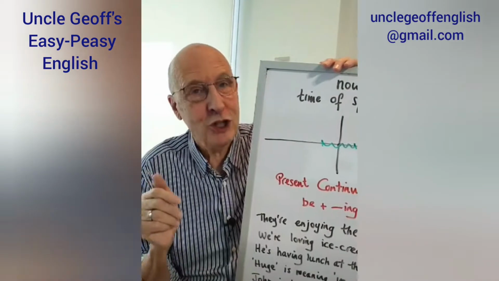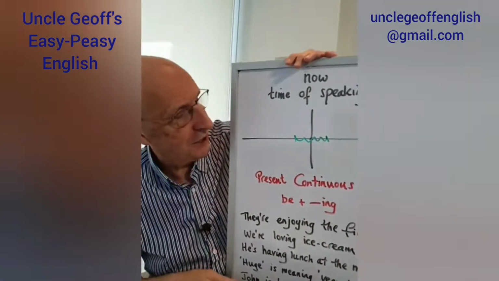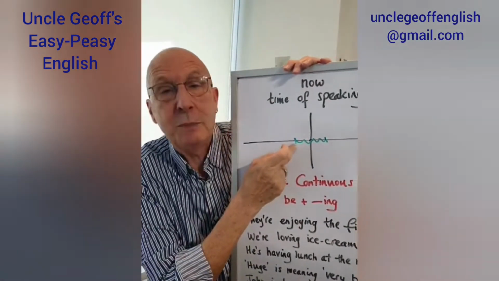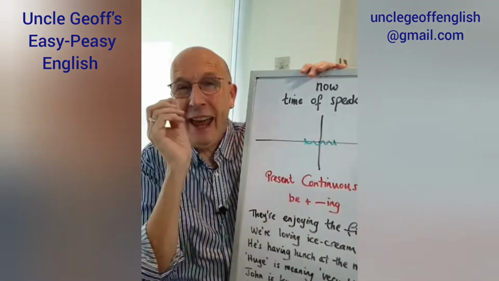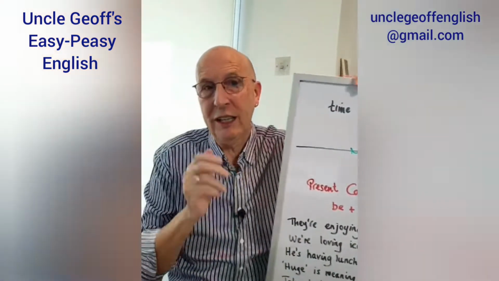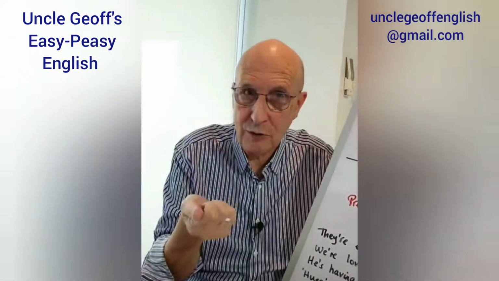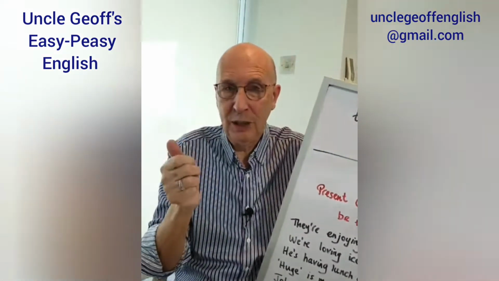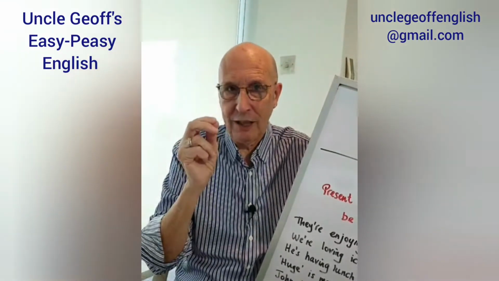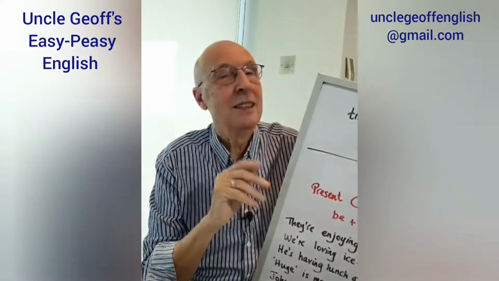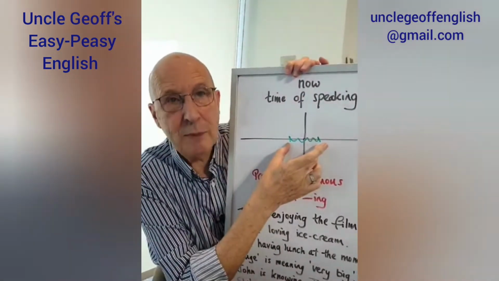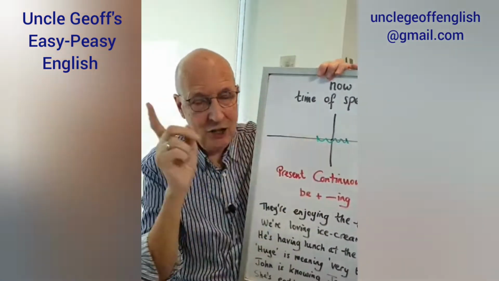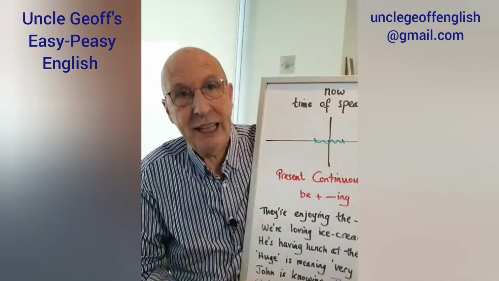I am watching you. Lovely, lovely sentence. So it started before now and it finishes after now. Anything with ing in English is temporary. It's not permanent. It's temporary. So, present continuous around the time of speaking. An action happening now.